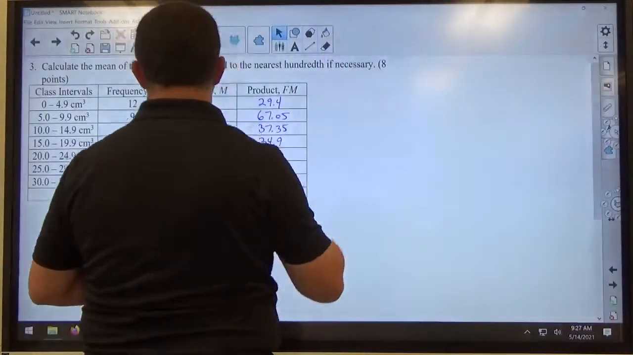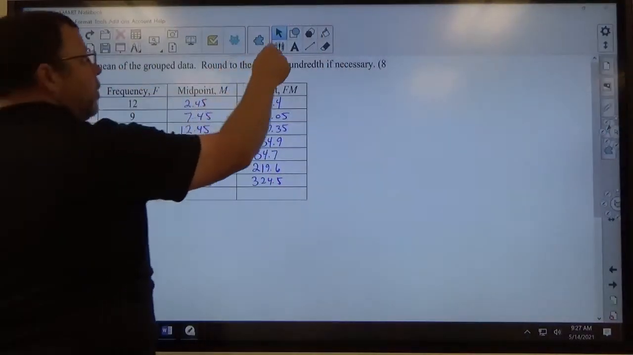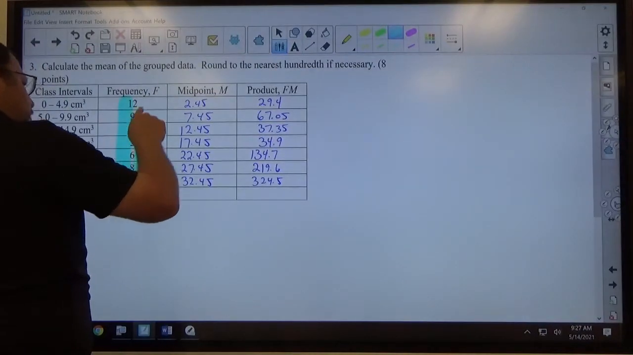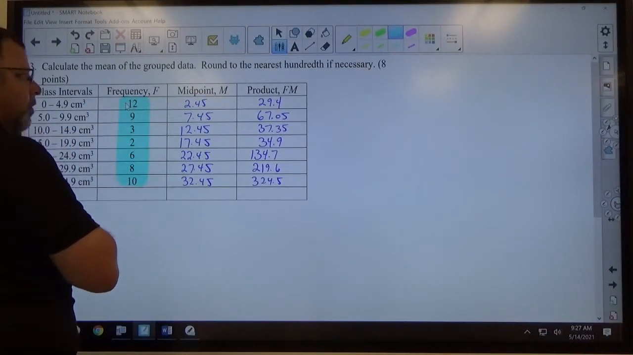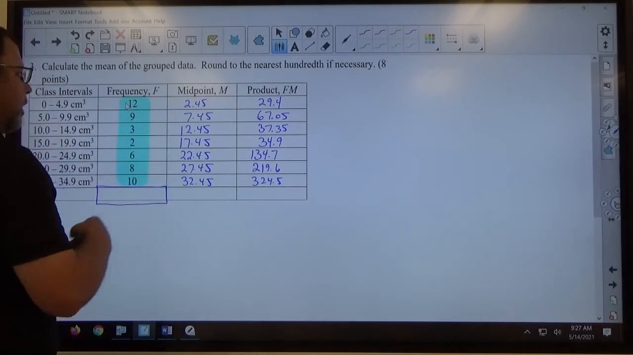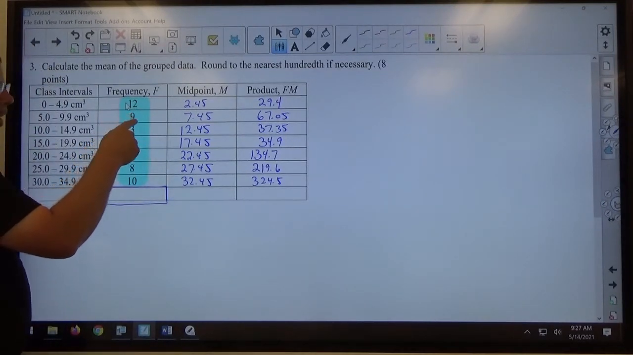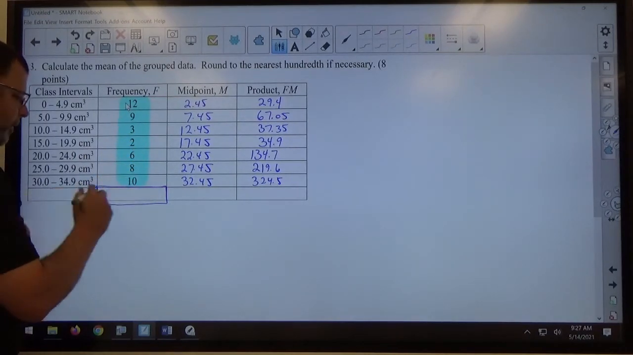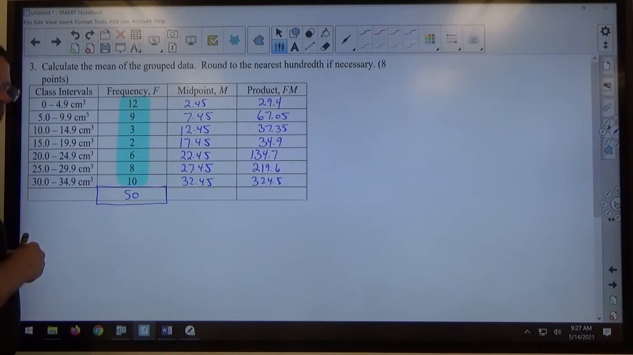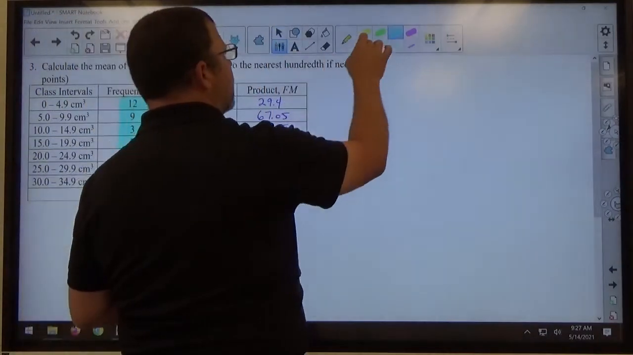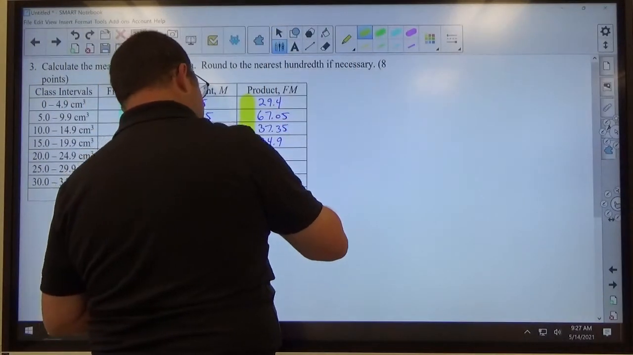To find the mean of grouped data, you want to find the total number of numbers, which is the sum of the frequencies. So we need a number right here. 12 plus 9, 21, 24, 26, 32, 40, 50. If you're not as comfortable adding in your head, you can always type that in a calculator. And then you want the sum of the products here. So you want this sum as well.